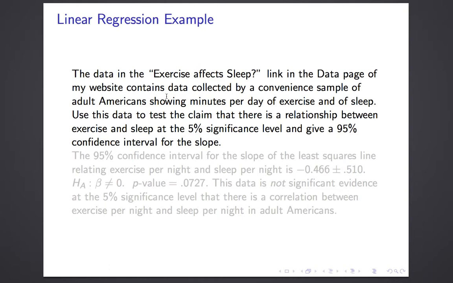The example we've seen before, the file exercise affects sleep, based on a group project that was done a few years ago. Convenience sample, you may remember, of adult Americans, asked each one how many minutes per day they exercise and how many minutes per day they sleep. We're interested in how exercise affects how much you sleep. We will use this data to test the claim there's a relationship between exercise and sleep at the 5% significance level, and we will give a 95% confidence interval for the slope. So let's go and do that together.